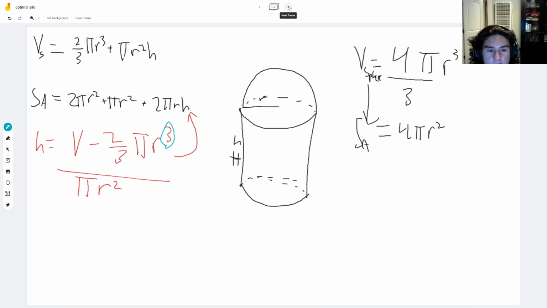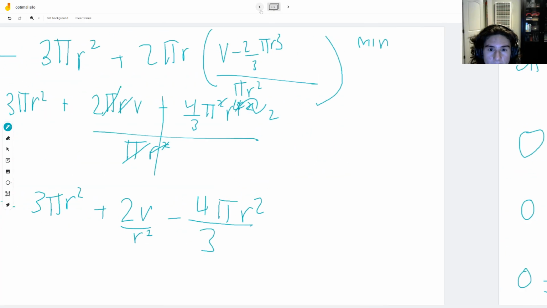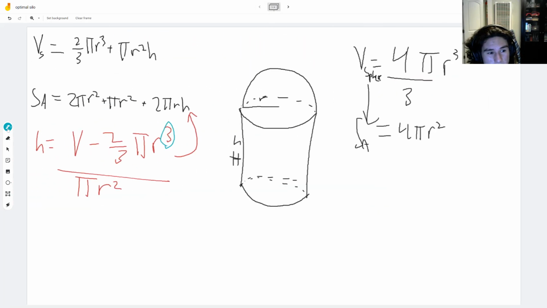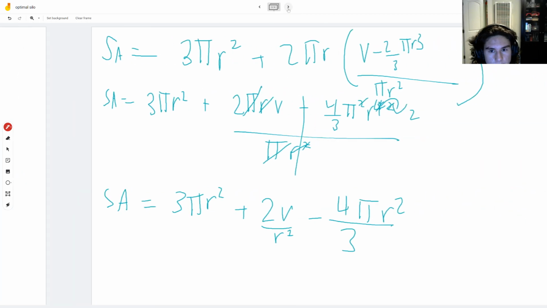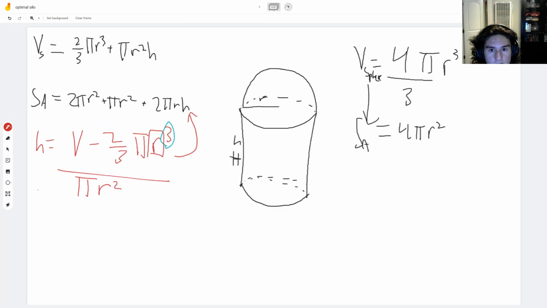Not quite, because we want to know how h and r compare. And so we've solved for r, but we need to go back now and solve for h. So I'm going to change to red for our h equation. So now that we know what r is, we're going to plug that into h to figure out. So h equals v minus 2/3 pi r to the power of 3 over pi r squared. So actually, I'll just clear the page right here.